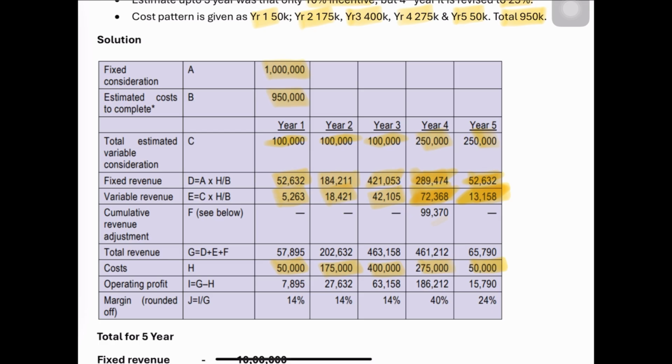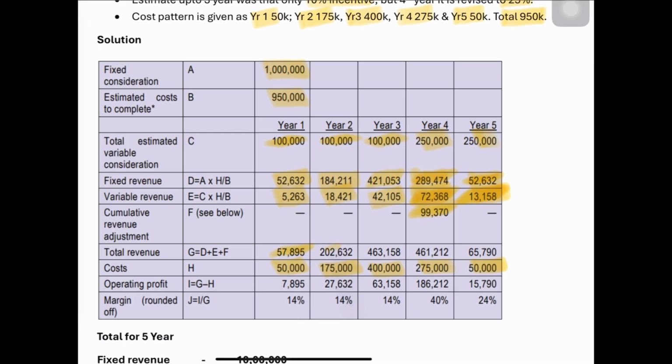And there should be a cumulative revenue adjustment, because this 250,000 should have been recognized in years 1, 2 and 3, but since those books are already closed, we don't have to go back and correct those years, but we have to make a cumulative adjustment in year 4. So in year 4, take 50,000 plus 175,000 plus 400,000, that's the total cost incurred, divided by 950,000 into 250,000, minus the revenue already recognized, which will give 99,370. That's the additional revenue that can be recognized.